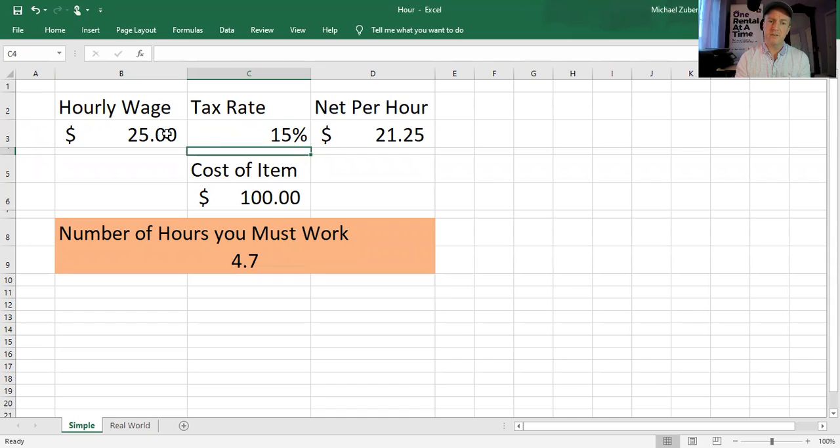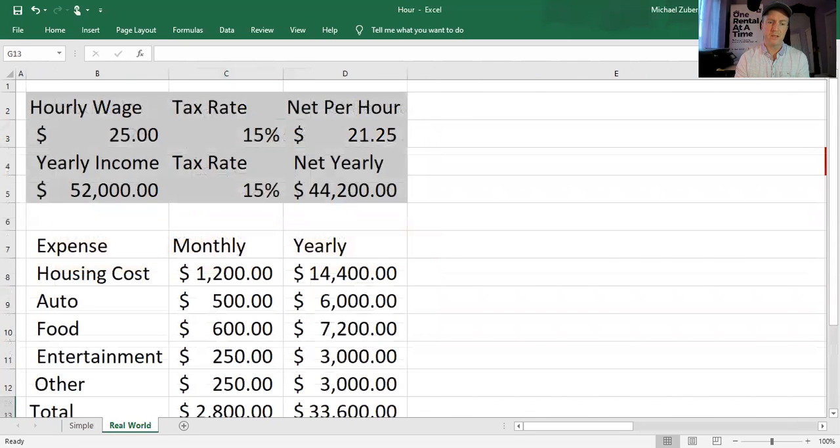Hopefully that makes sense. Again, with this spreadsheet, all you do is put in your hours and your tax rate, and everything will convert to how many hours something takes. That's very simple. It's not the real world. So let's go to this tab down here that I have called Real World.